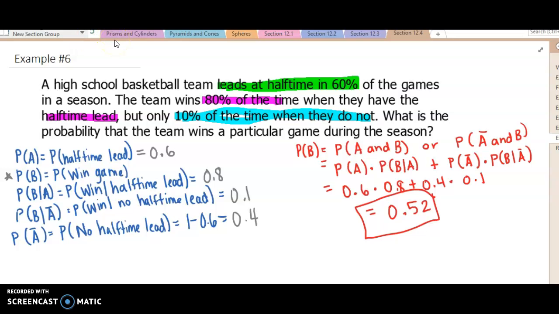So the probability of A is the probability that you have a halftime lead, which is 0.6. Probability of B is the probability that you win the game. That's what we're trying to figure out, okay? The probability that you win the game, given that you had a halftime lead, is 0.8, but it drops to 0.1 when you don't have the halftime lead. So probability that you win, given that you don't have a halftime lead, is 0.1. And therefore, the probability of not A, because the probability of A is 0.6, is 0.4. Okay, when we plug that in here, you should come down and get 0.52, or 52% of the time they win the game.